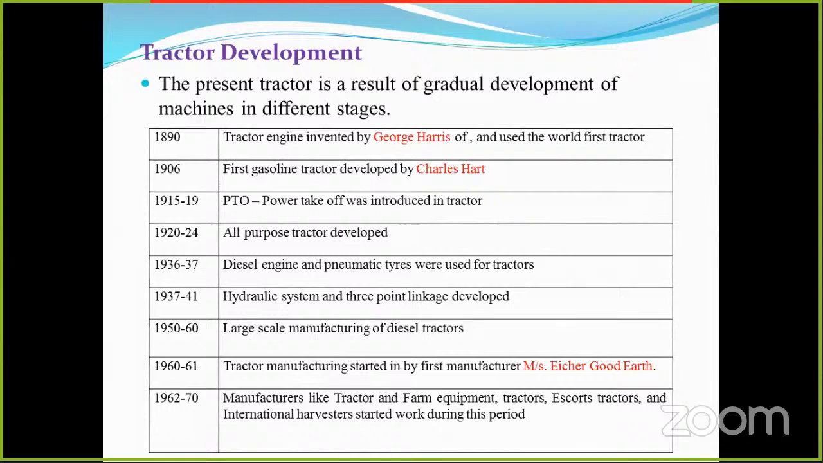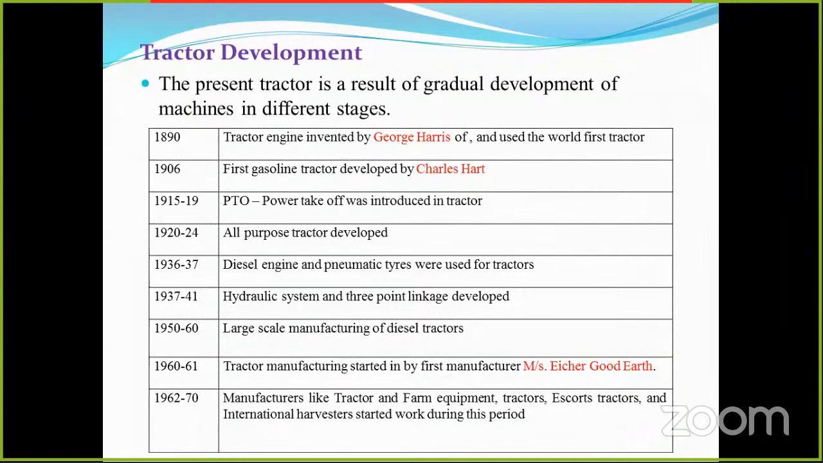During 1915 to 1919, PTO, the power takeoff, was introduced to the tractor. Up to that time only pulling and pushing operations were there. But for example, a rotavator utilizes power from the PTO itself, from PTO to PTO shaft, from PTO shaft to rotavator. Next, during 1920-24, all-purpose tractors. In previous years it was only single purpose, either for pulling operation or pushing operation. Later on it was developed for all purposes.